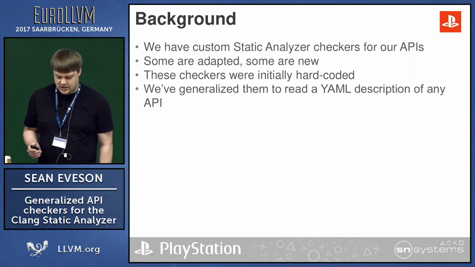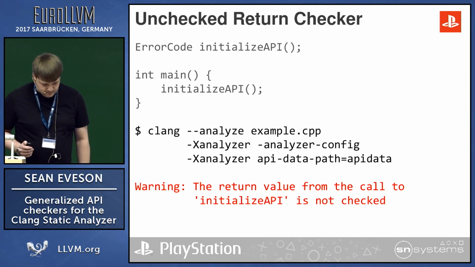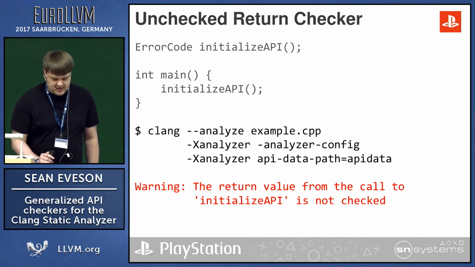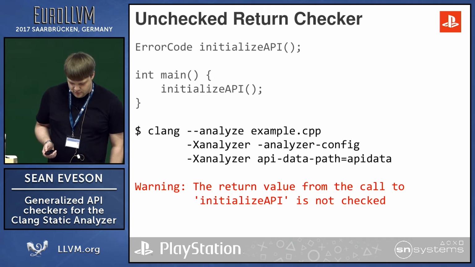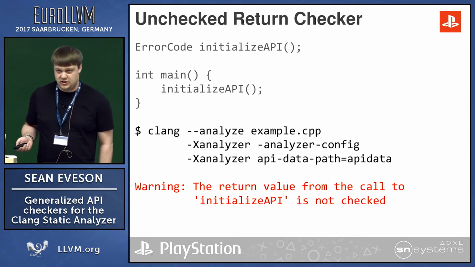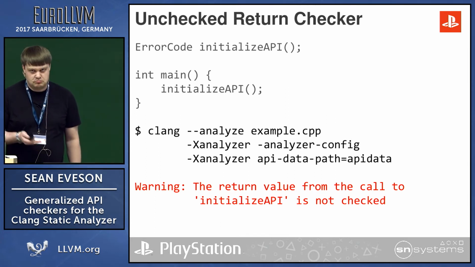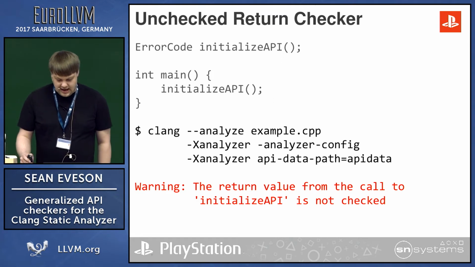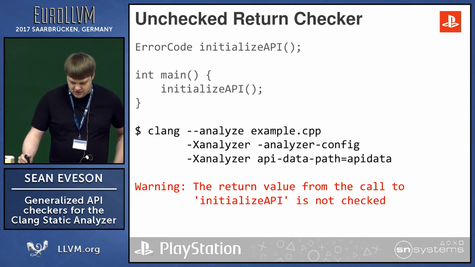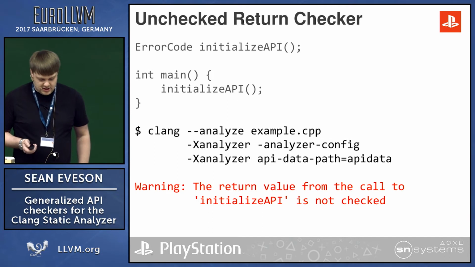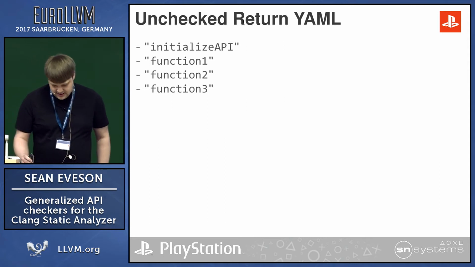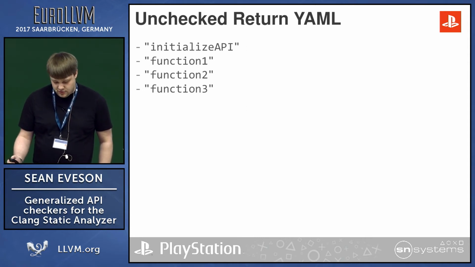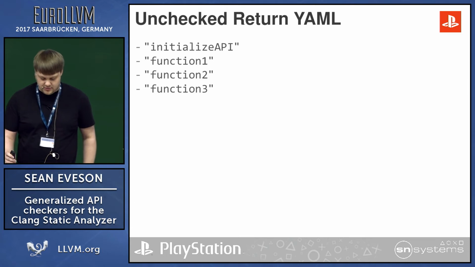So I'm going to give you a quick look at 3 of these checkers. The first one is the unchecked return. Quite simply, we're looking for places where people are calling functions where we want them to look at the return value, such as an error code. And if they're not doing that, we can produce a warning, a diagnostic, and inform them. And here's the YAML data that we feed in. Obviously for this checker it's quite simple, it's just a list of all the functions that we're interested in.